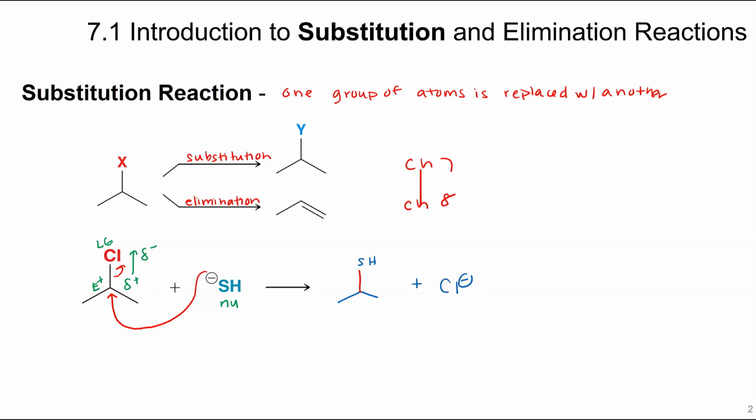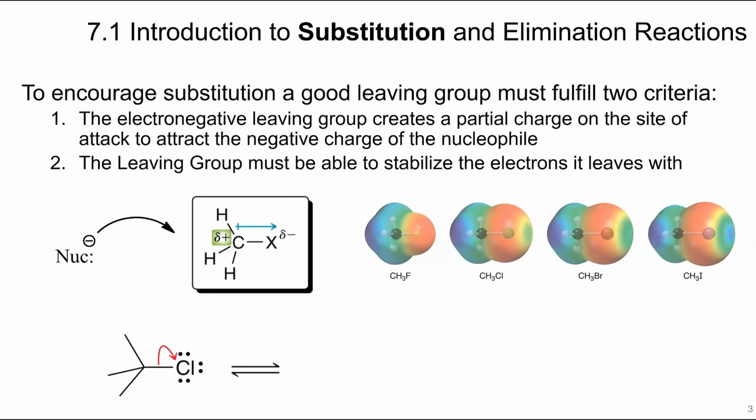And you get Cl-. To encourage a substitution reaction, you must have a good leaving group, and the leaving group has to fulfill two criteria. The electronegative leaving group has to create a partial charge on the site of the attack to attract the negative charge of the nucleophile. The leaving group must be able to stabilize the electrons it leaves with. What that means is the nucleophile has to be negative, the electrophile needs to be positive or partially positive to attract the nucleophile, and then the leaving group must be able to support and stabilize the negative charge.